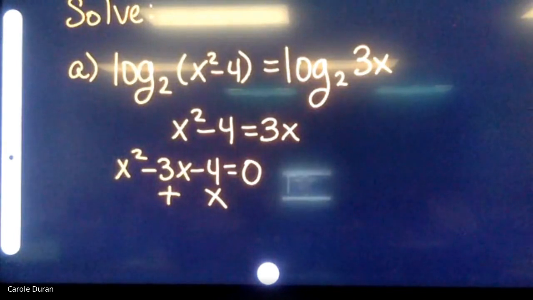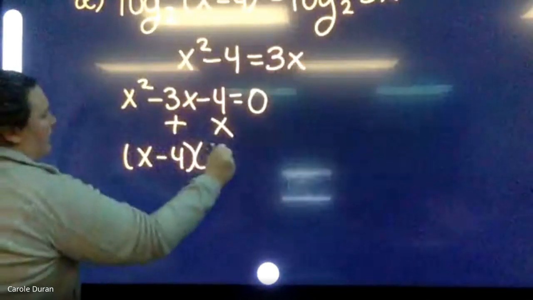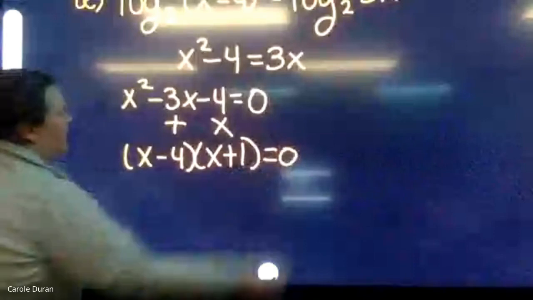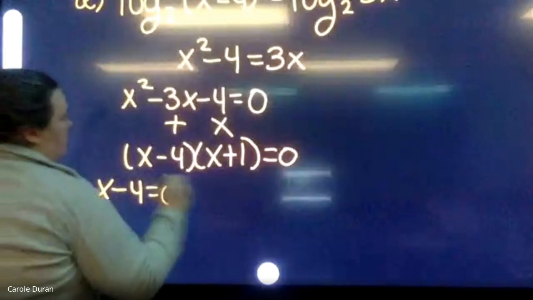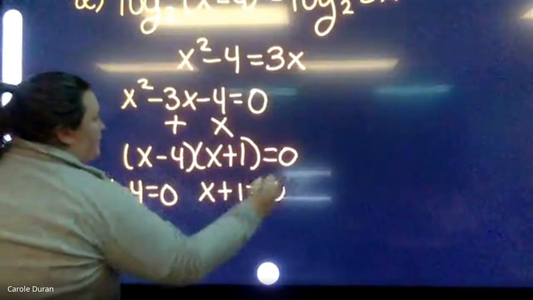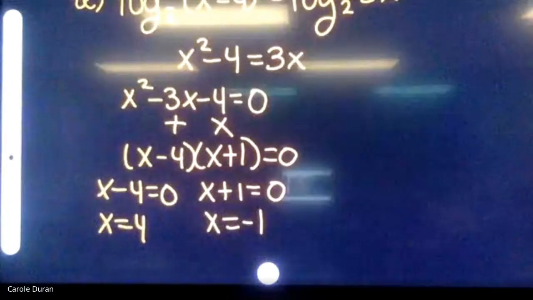-4 and +1. So this becomes (x minus 4)(x plus 1). And just like before, I take each of those factors and I set them equal to 0 individually and solve them. Just like we had to on exponentials, I then need to check my solutions to see if either or both of them work. So when I set each of these equal to 0, the two answers I get are x equals 4 and x equals -1. Are we all okay with how I did that?